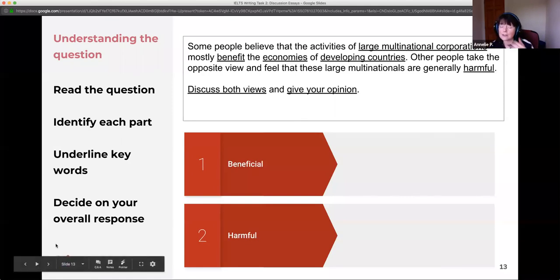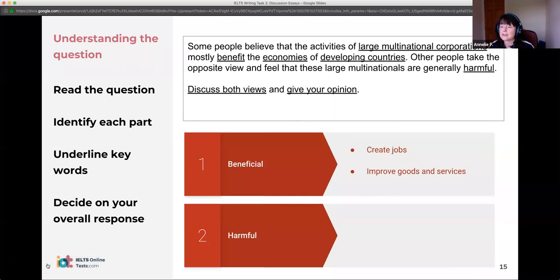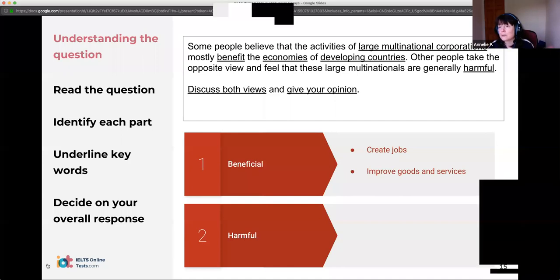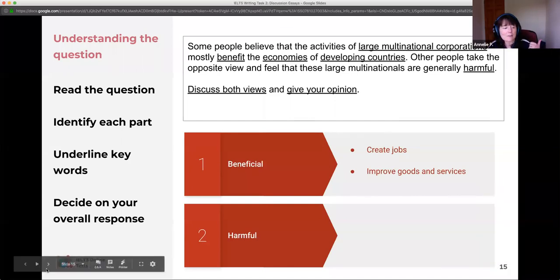So what arguments could you put for the benefits? How can multinational companies benefit developing countries' economies? We've got investment, we've got employment. Contributions. I think we've got similar things here. We have decided to go with create jobs and improve goods and services. Two possible arguments for the benefits. All right. What about on the negative side? What could we put on the negative side?